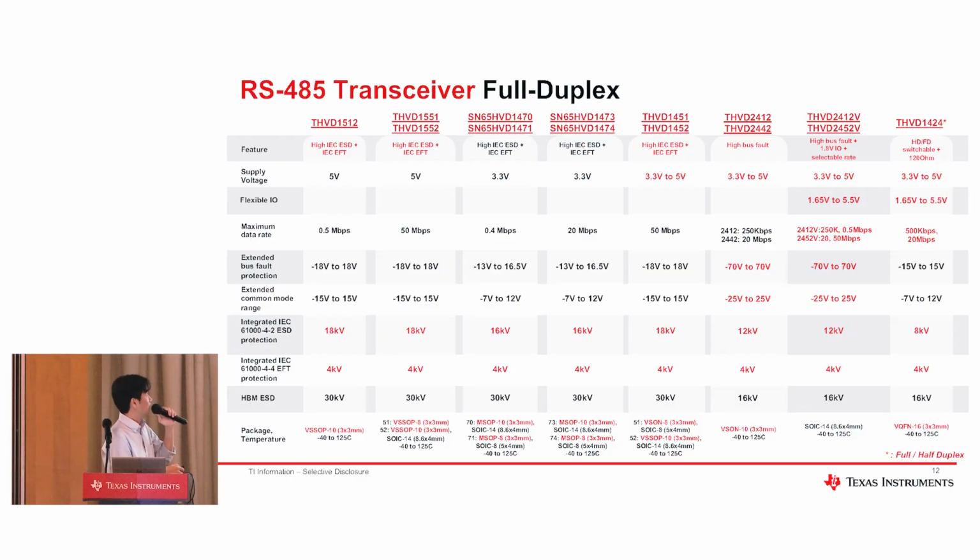Okay, so this is the half duplex, and this is the full duplex RS-485 transceiver. Again, we also have different types of features integrated inside the chip, and we also have different power supply options here.